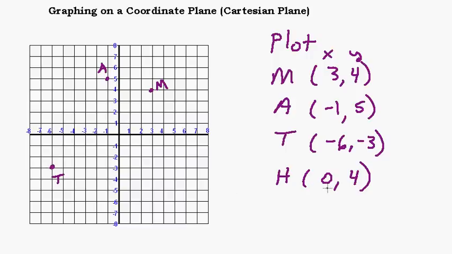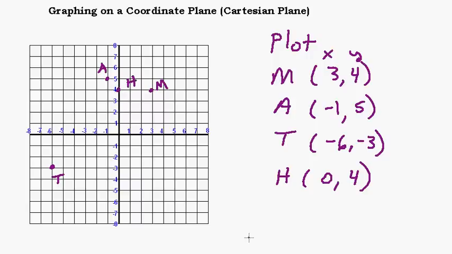The point H is 0, 4. 0 is my X value. That means I'm going to go left or right nothing. Starting from the origin, I'm not going to go left or right at all. I'm just going to go up 4. So here I would go up 4. Right there would be the point H.